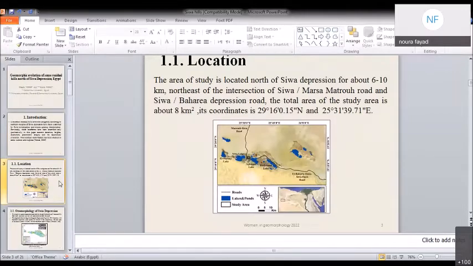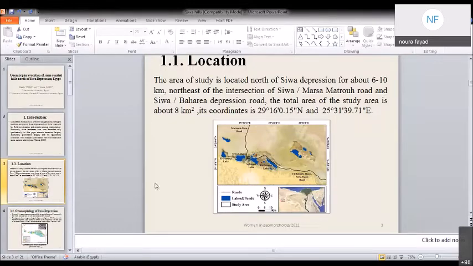Location: the area of study is located north of Siwa depression, about 6 to 10 kilometers northeast of the intersection of the Siwa-Marsa Matruh road and the Siwa-Bahariya depression road. The total area of the study area is about 8 square kilometers. Its coordinates are 29 degrees 16 minutes 15 seconds north and 25 degrees 31.39 minutes east.